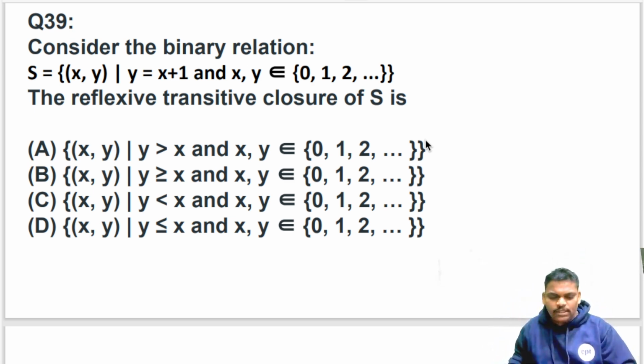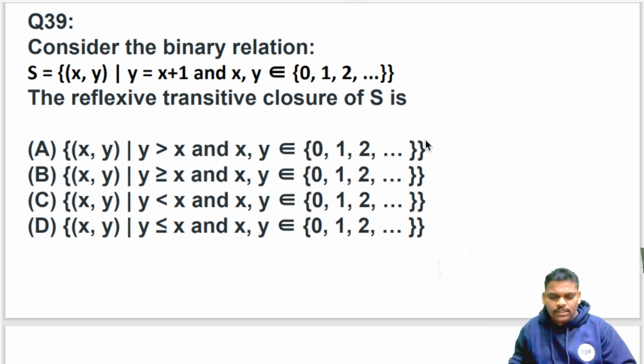Question 39, in the last class we skipped it. Now I think 40 we did in the last class. What is the answer for 40? Question 39 we skipped, so I did it. Question number 40, the binary relation S is equal to phi. Phi is what? I think we did it in the last class.